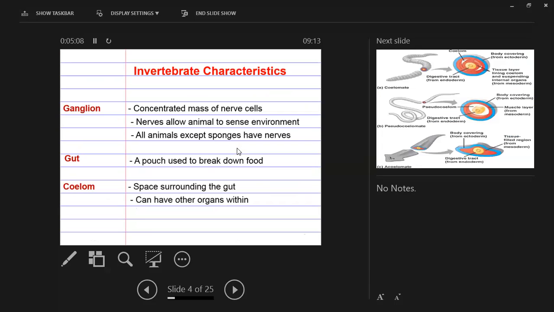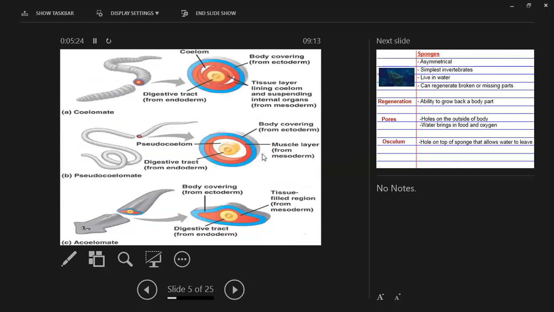Vertebrate characteristics. There's extra information. A concentrated mass of nerve cells. Nerves allow animals to sense the environment, and so on. Here you can look at the photo. Number 1, 2, 3. Body covering from ectoderm.